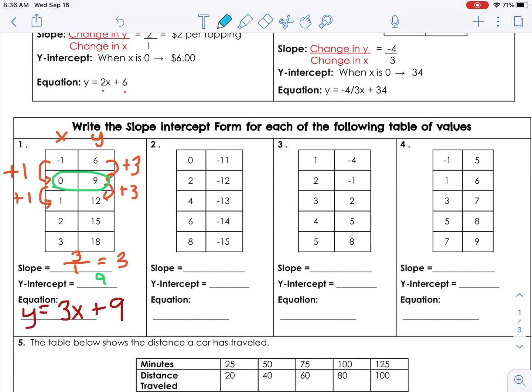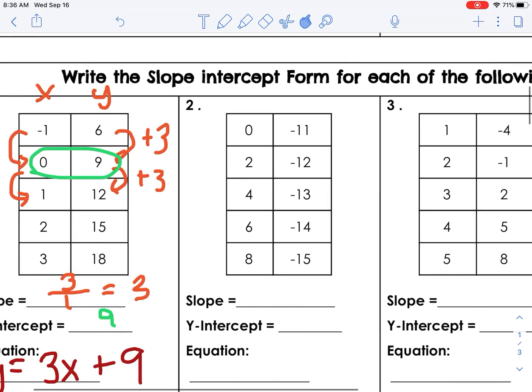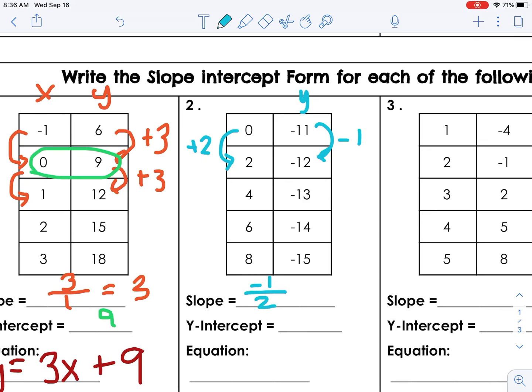All right, looking at number 2, let's switch up our colors here. All right, number 2, we're going to always look at those y values first, okay, the change in the y values. From -11 to -12, down 1. And we can look at the change in the x values. 0 to 2 is going up 2. The slope, change in the y values, which is the -1, divided by the change in the x, which was 2. And the y-intercept is going to be where x is at 0. So the y-intercept is -11. Our equation, y equals -1/2 x minus 11.